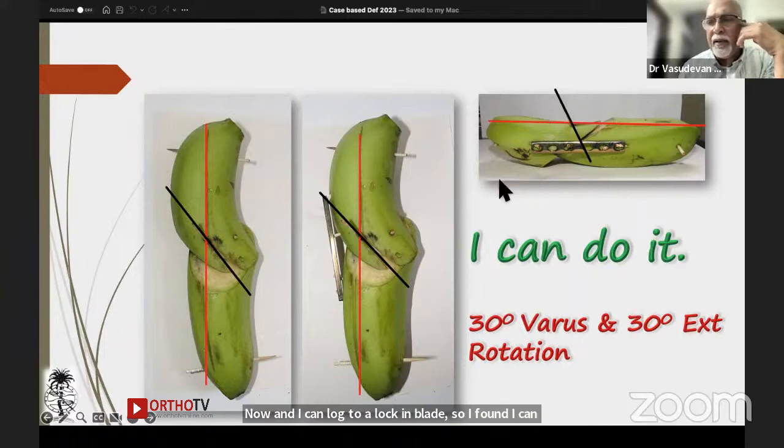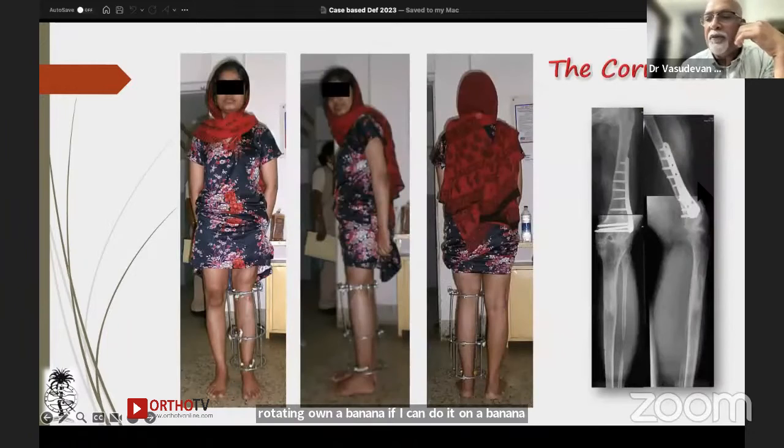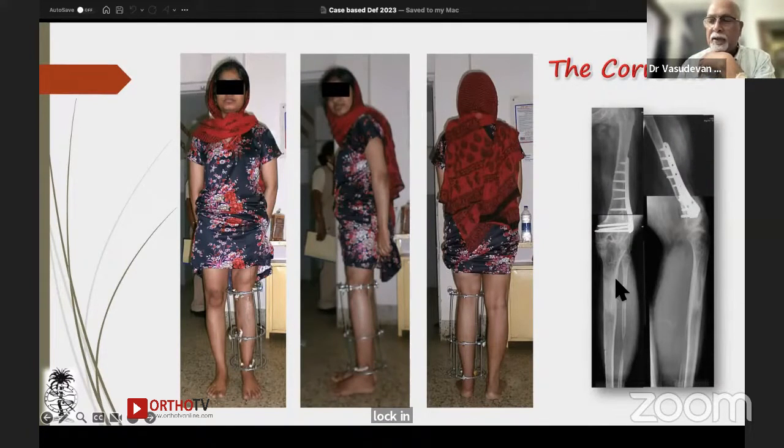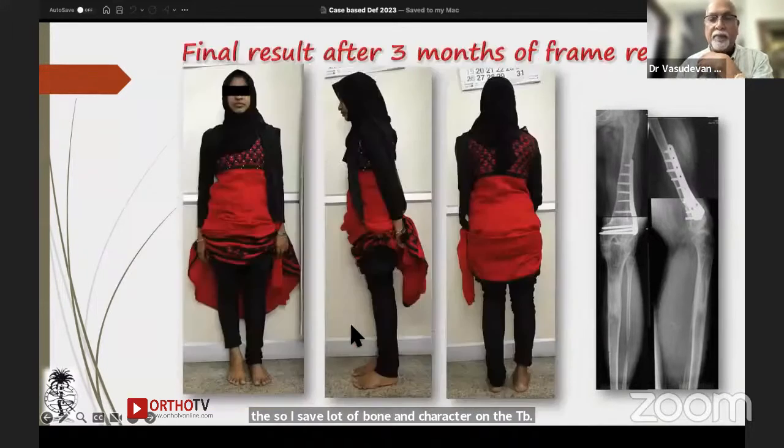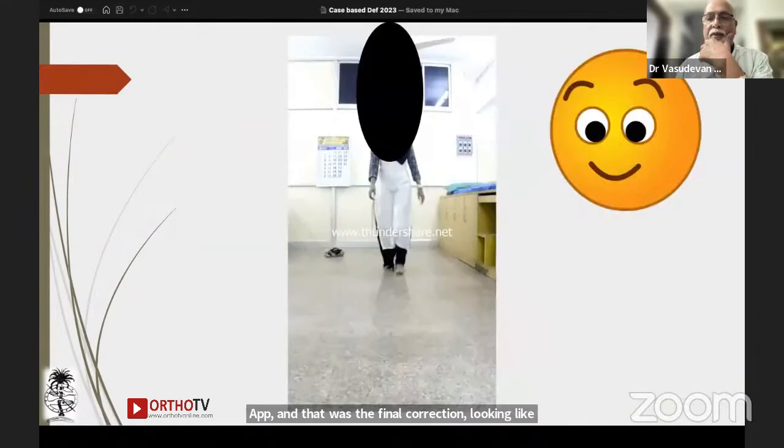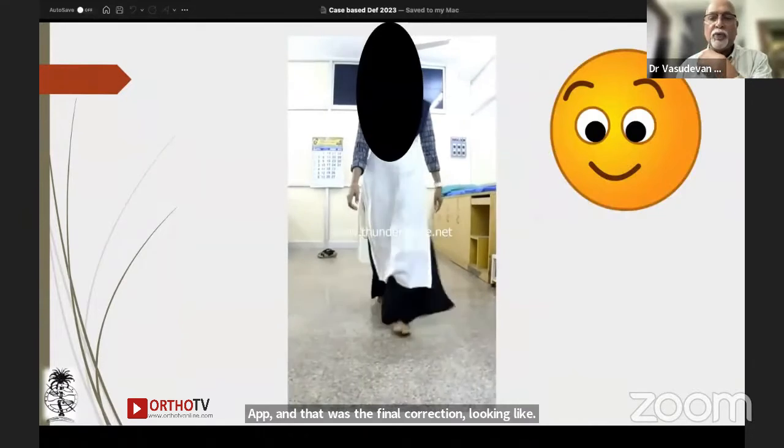If I can do it on a banana, why not do it on a femur? So I did it on the femur, same, and fixed with a locking plate, and the tibial correction has been done too. So I saved a lot of bone and corrected on the tibia, and that was the final correction, looking like this. This was the final healing. This was how she was walking.